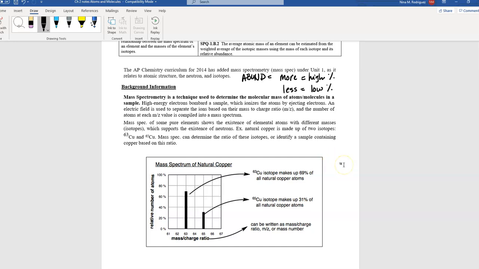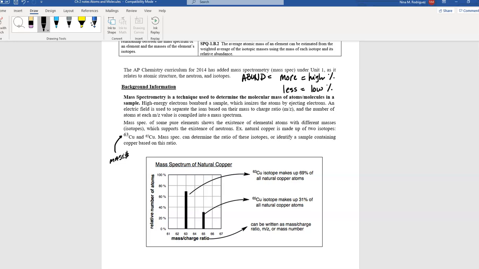So here's a sample graph of what a mass spec looks like. Let's say copper. Copper has two isotopes, copper 63 and 65. Remember, the number on top is the mass number. If you have two isotopes of copper, are they in the same ratio? Well, we have to look at this graph called the mass spectrum.